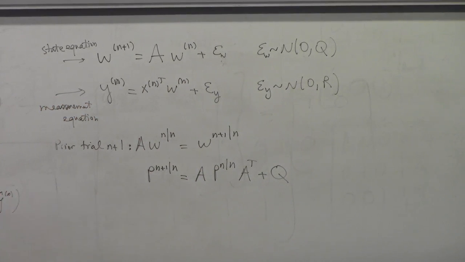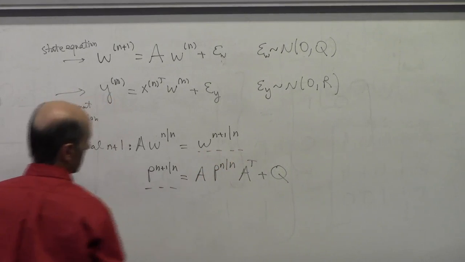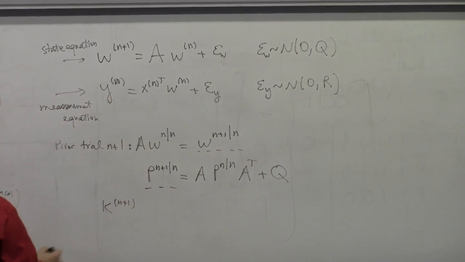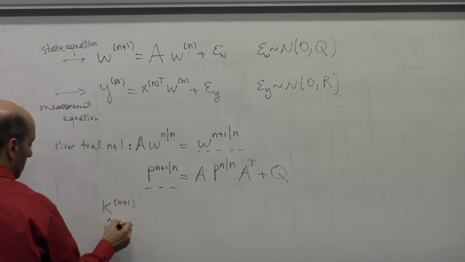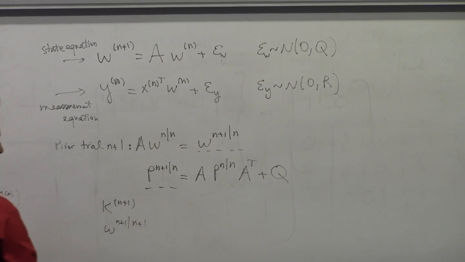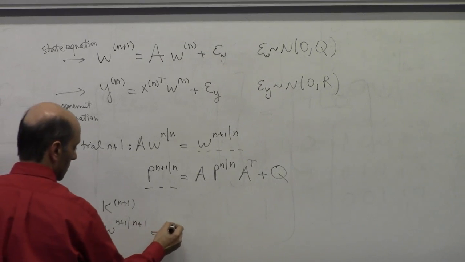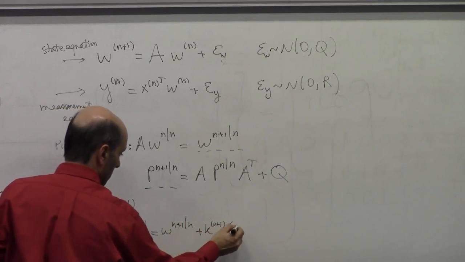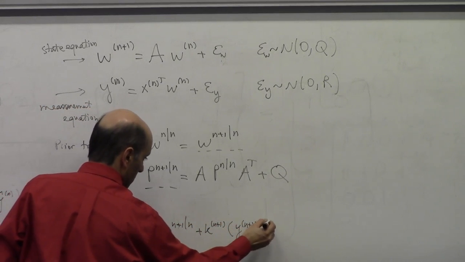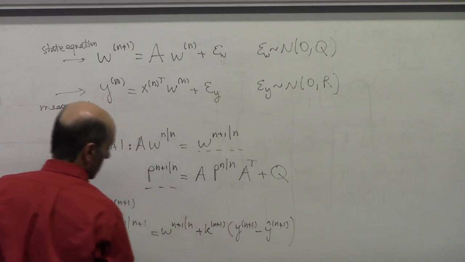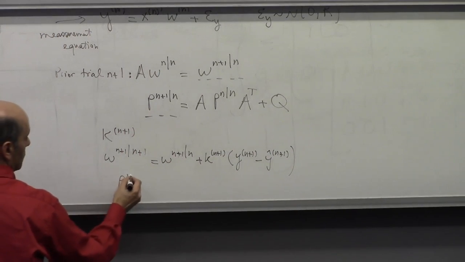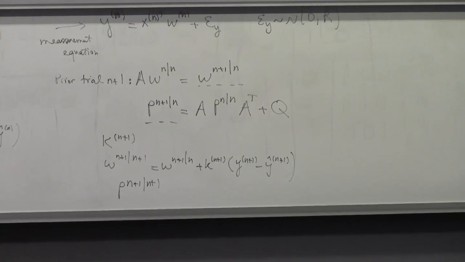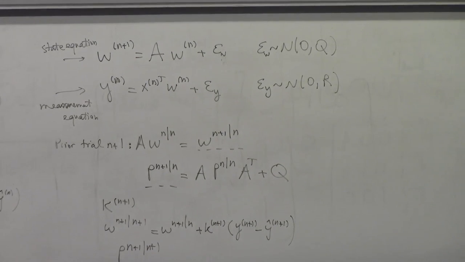And so then I compute, so this is my prior on trial N plus 1. I compute K of N plus 1, the same as before. I update my belief about W. And I form now a posterior of that weight.